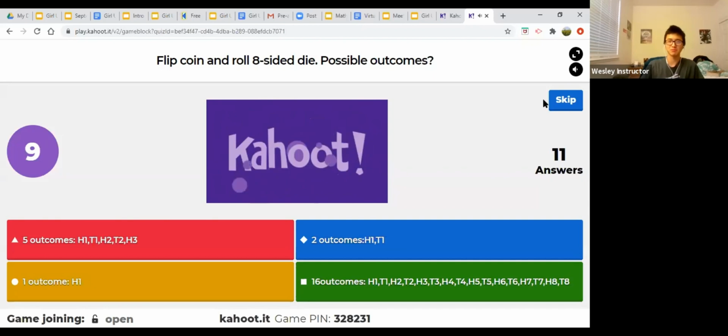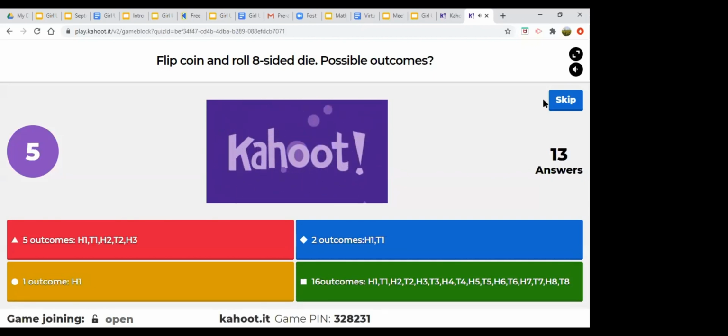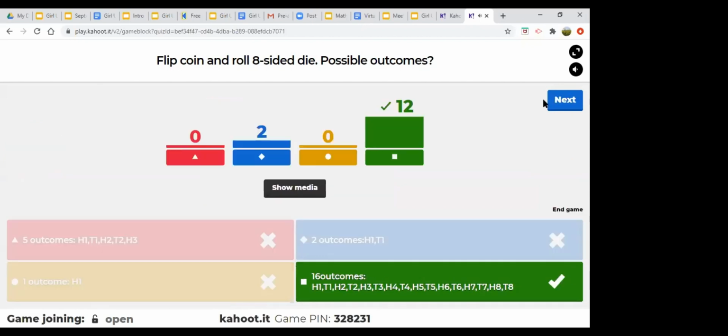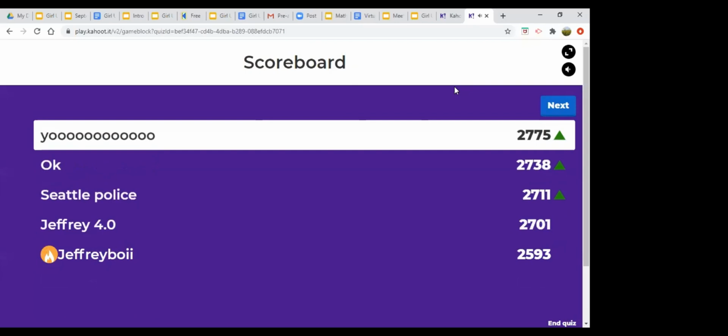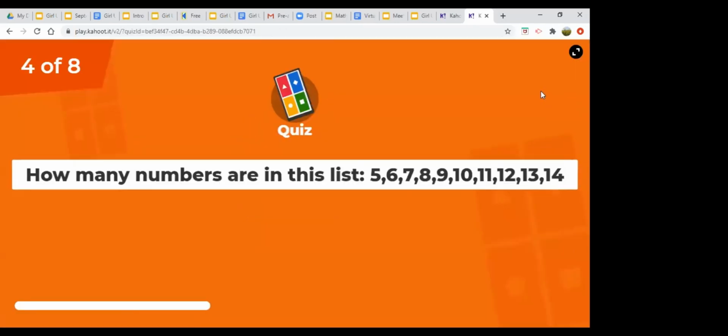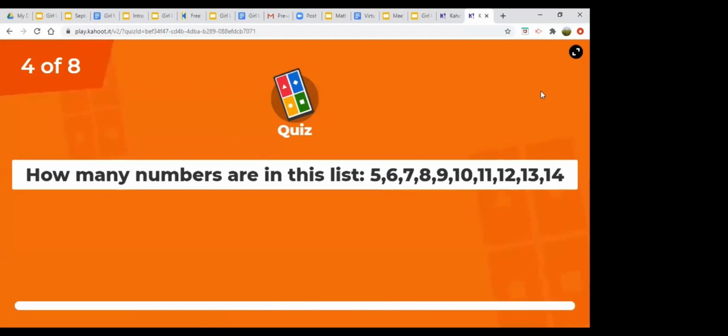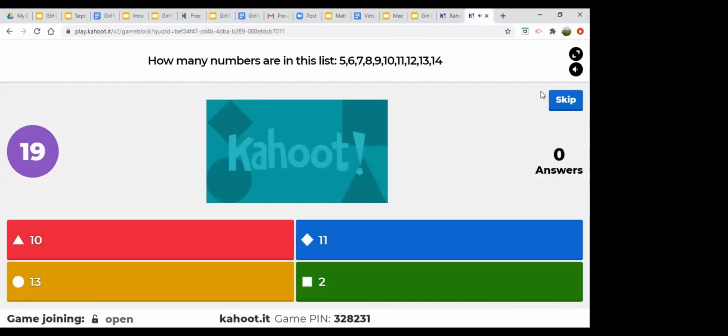What? Guys, remember to multiply. How many people are on this game? There's like 13 people. Or 14. About 14 people, I guess. Yeah, I'm in first place. I give up. Someone spam Jeffrey. How many are in this list?